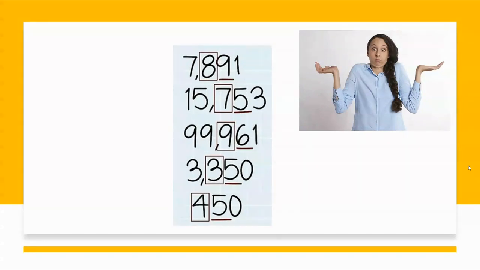Next number, 99,961. 9 has the rectangle. The number to the right of that is 6. So we are going to round up. That will make it a nice 100,000.